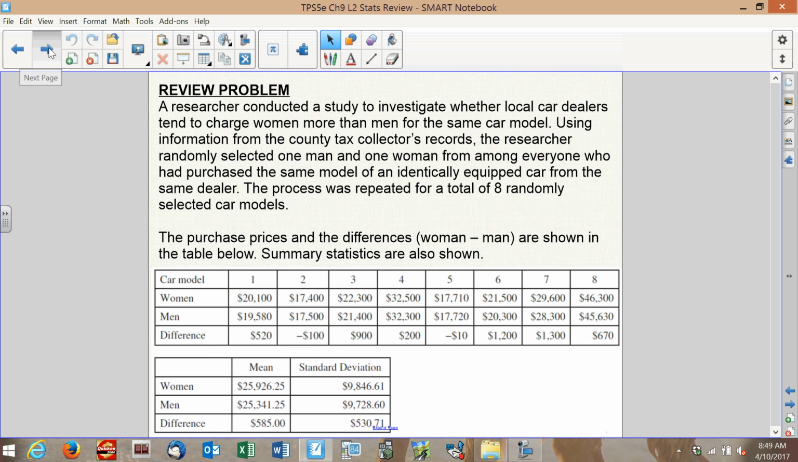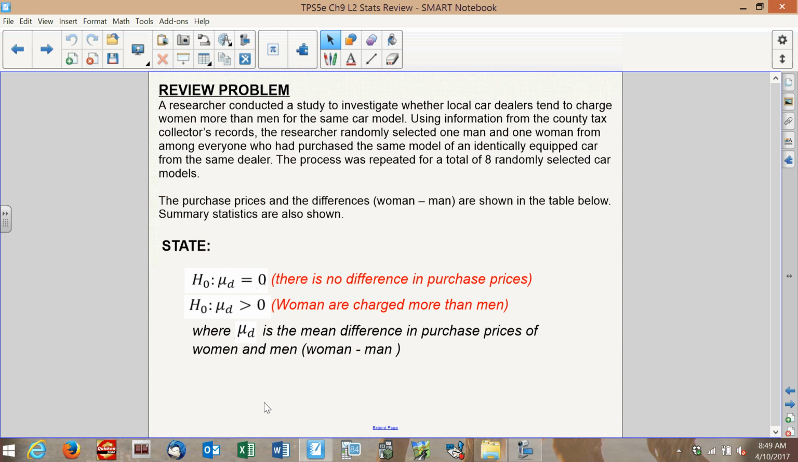So we do our 4-step plan. We state the hypothesis. Mu of D, okay, that's the mean difference, is 0, which basically is saying there is no difference in the prices. We want to see if they charge the women more than the men, and so we say mu of D is greater than 0. Is the difference positive? Where mu of D, and we always state that where the difference is woman minus man, okay?